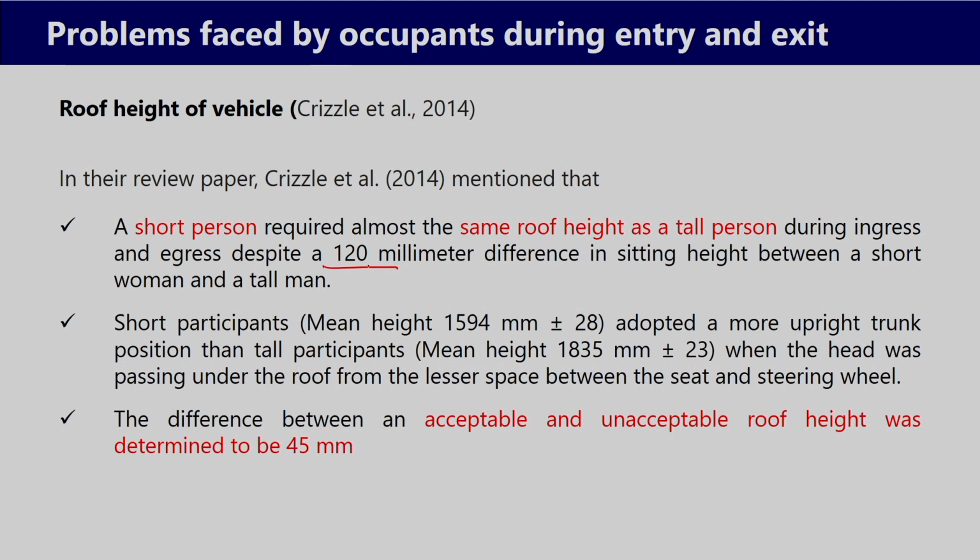The short participant, according to their data, with mean height 1594 millimeter plus minus 28, adopted a more upright trunk position than the tall participant. The tall participant height is 1835 millimeter plus minus 23, when the head was passing under the roof from the lesser space between the seat and the steering wheel. The difference between the acceptable and unacceptable roof height was determined to be 45 millimeter as per their study.